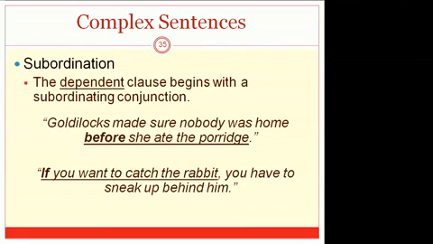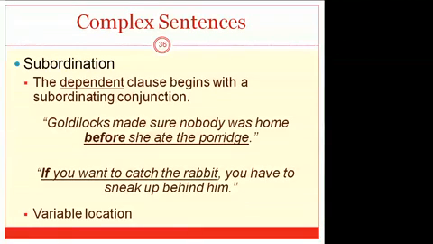Before she ate the porridge is a dependent clause. It tells us more about that main clause, Goldilocks making sure no one was home, and it opens with the subordinating conjunction before. Another example of a subordinated clause would be, if you want to catch the rabbit, you have to sneak up behind him. If you want to catch the rabbit is the dependent clause that tells us more about the main clause. It opens with the subordinating conjunction if.